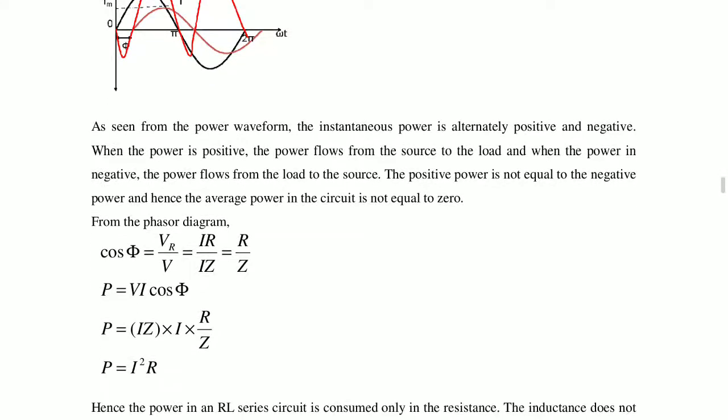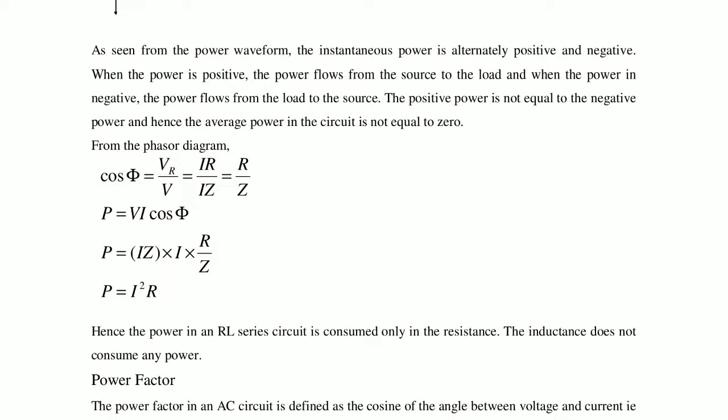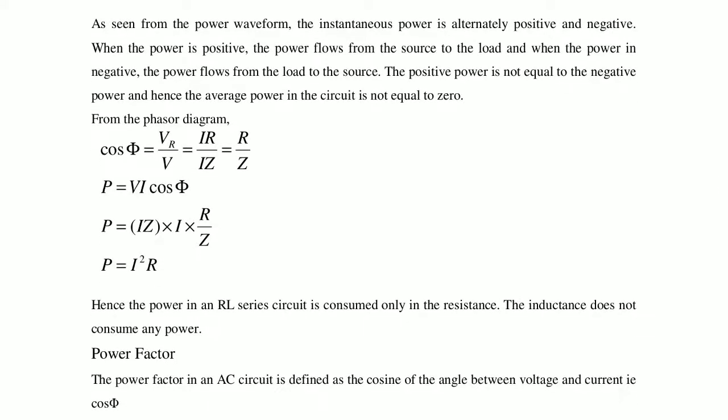Here, power is equal to VI cos phi, where V is RMS voltage, I is RMS current, and cos phi is the power factor. We can write V is equal to I into Z, and cos phi is R by Z. We can write power is equal to I square R. So in an RL series circuit, the power is consumed in the resistance only, but not in the inductance.